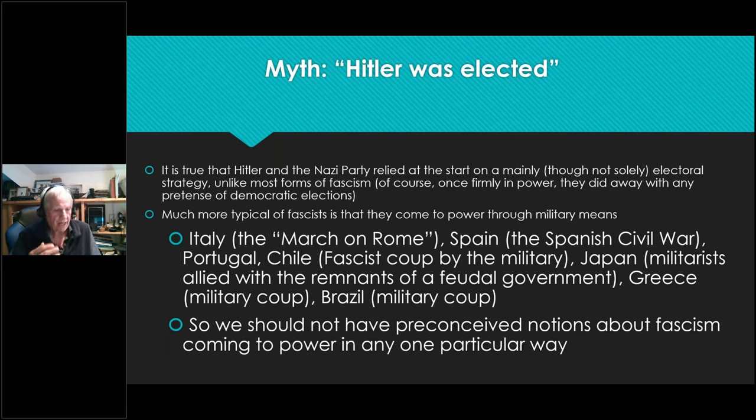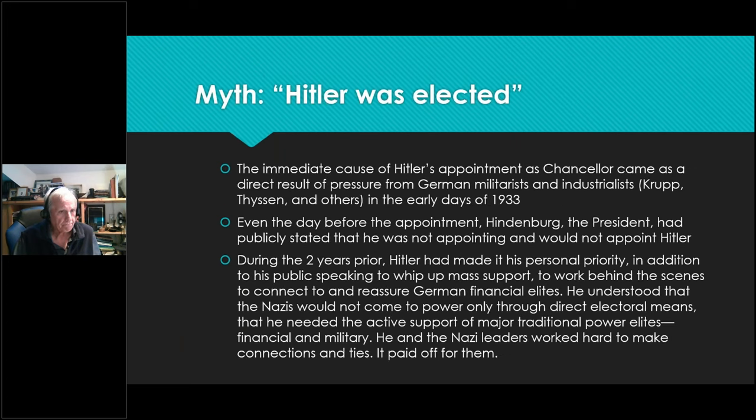So we shouldn't have any preconceived notions about fascism coming to power in any one particular way. They will use whatever tools come to hand. The immediate cause of Hitler's appointment as chancellor came as a direct result of pressure from German militarists and industrialists like Krupp and Thyssen and others in the early days of 1933. And I'll get to some details about the timing in a moment.